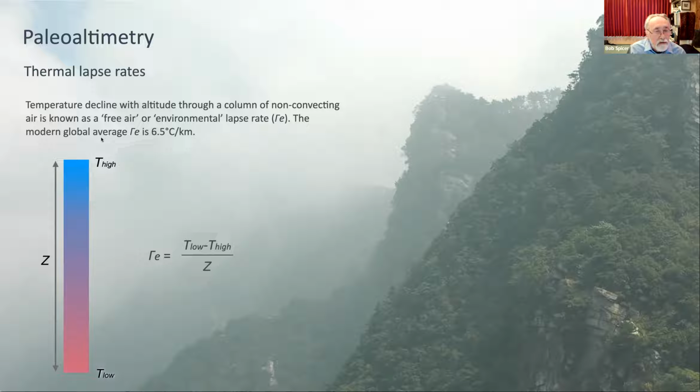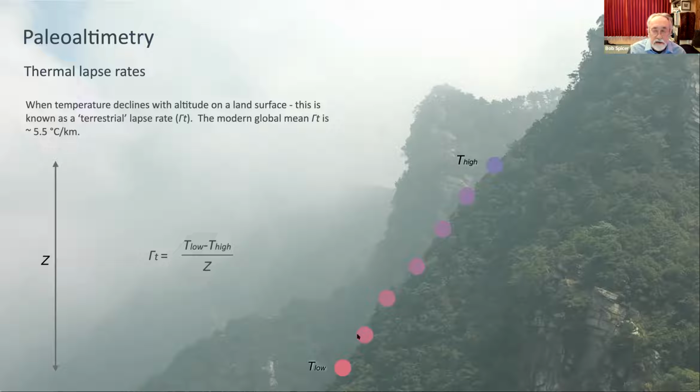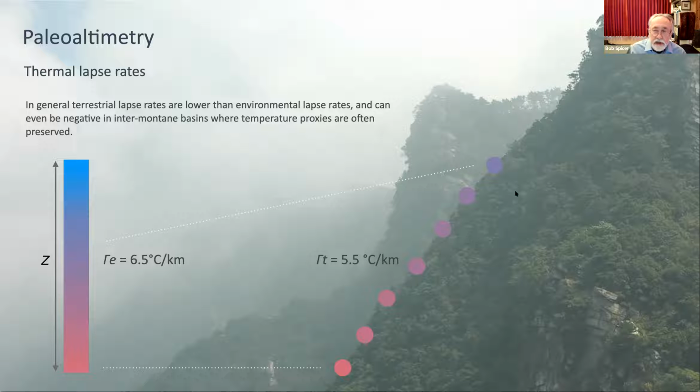Just for reference, the modern global average environmental lapse rate is 6.5 degrees C per kilometer. But as I said, what we really want to measure is the temperature decline at the Earth's surface where our proxies are formed. And this is called a terrestrial lapse rate. The modern terrestrial lapse rate is on average globally 5.5 degrees C per kilometer, which is less than the free air lapse rate. This is because as we go up a mountainside, the exchanges of absorbing the heat from the sun, convection, evaporation, condensation, all these kinds of things tend to give rise to a lower lapse rate. In fact, this lapse rate can go negative, i.e. it gets colder as you go up. It gets warmer as you go up in intermontane basins, but that's another issue.